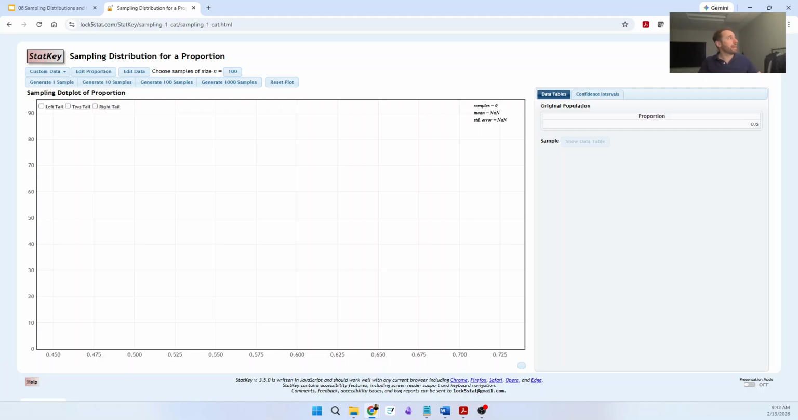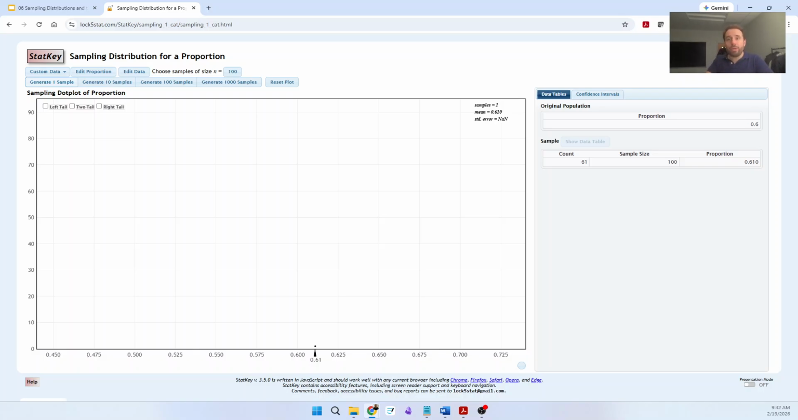And let's go ahead and do that. Up here near the top, there are these buttons. One of them is Generate One Sample, and I'll do that now. Okay, I generated a sample, and information about the sample we just generated is over here on the right. You'll see that the sample size was 100, and the count, that is the number of balls in my sample that were blue, is 61.